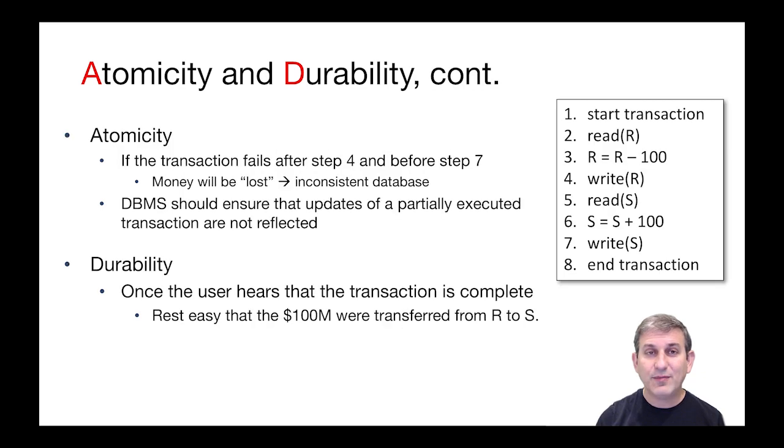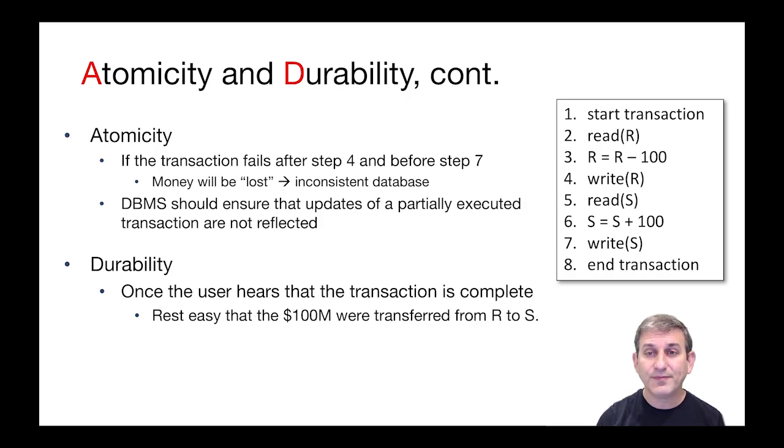So let's look at an example. Here we have a transaction on the right. Once again, we are transferring $100 from R to S. In terms of atomicity, if the transaction fails after step 4, but before step 7, there's $100 missing from the sum of R and S, and we certainly don't want that $100 to disappear. So if the transaction fails between 4 and 7, either because the user aborts it or because the system fails, then the database must eventually ensure that the updates of this partially executed transaction are not visible, are not reflected in the database.